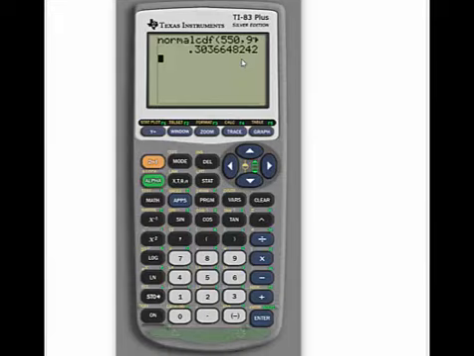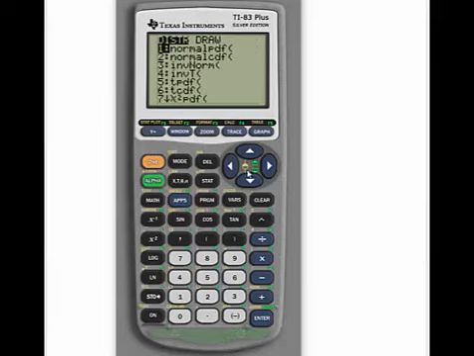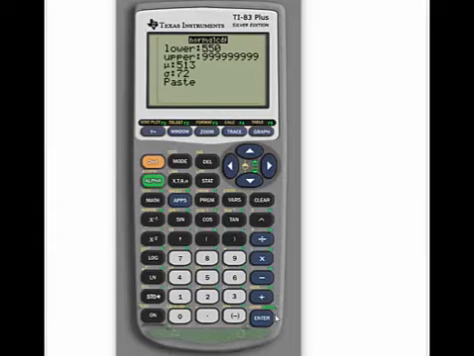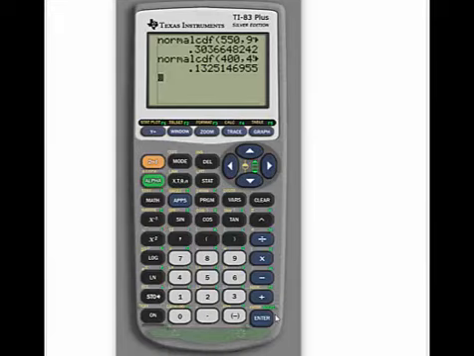In part B, we had the same stuff, but we wanted to go from 400 to 450. So again, second distribution, and then we'll go to a normal CDF, and our lower was 400, and then we had 450. The next two were the same, and so we just hit there, and we got 0.1325. When we did this by hand, we got 1312. Again, the calculators are actually a little bit more accurate.